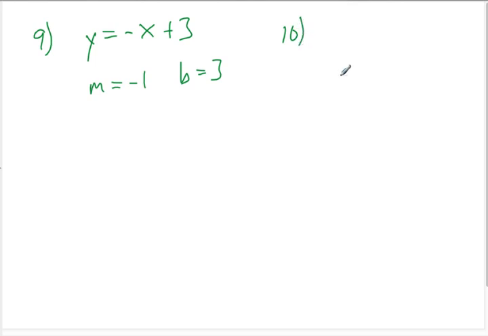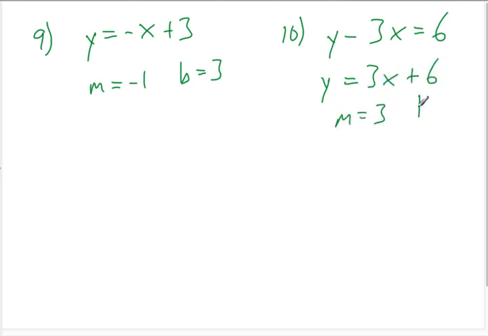Number 10, we have y minus 3x equals 6. To isolate the y, I'm going to add 3x to both sides, so I end up with y equals 3x plus 6, and the slope is 3. Y-intercept is 6. Moving on to number 11. Actually, I'm going to stop this video now, so 11 is going to be on the next video.